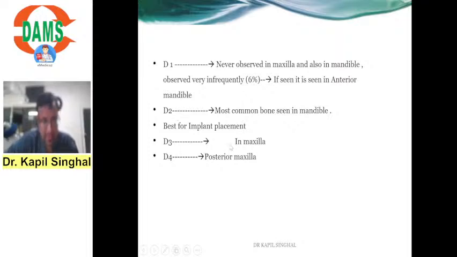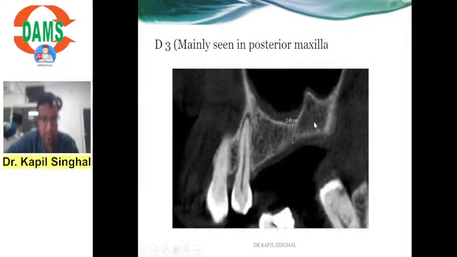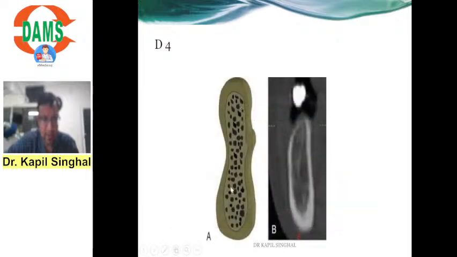D3 bone is in the maxilla and D4 bone is in the posterior maxilla. So this is D1 bone and this is D2 bone. D3 bone, can you see how trabecular it is? This is D3 bone. And this is D4 bone. When you see a D4 bone, it has very thin cortical bone and inside it is highly trabecular.